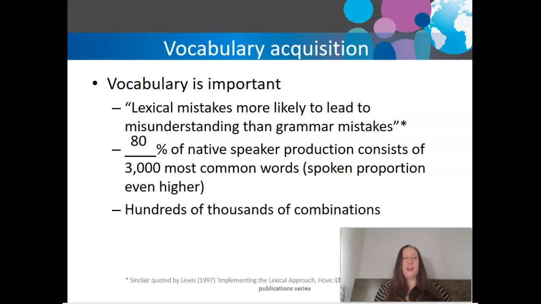There are obviously not just learning those 3,000 words, but also the way that they combine. Hundreds and thousands of combinations. So there is a lot for our learners to learn, not just the 3,000 words themselves, although that's a really useful starting point, but we also need to teach them how those words combine.